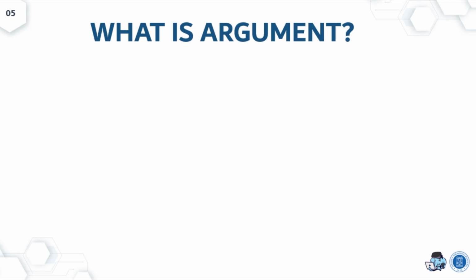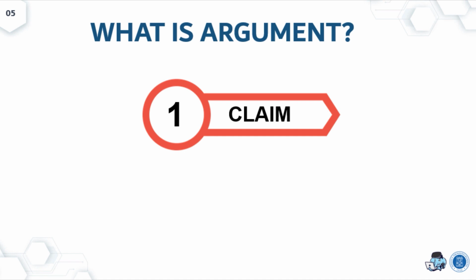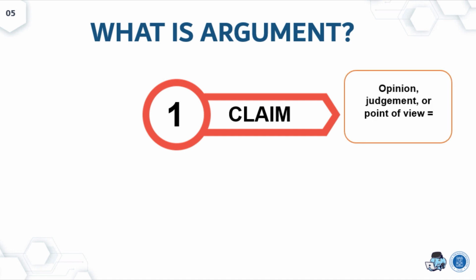So, what is argument? Argument has two main parts. First, the claim. Claim is basically an opinion, judgment, or point of view that the writer wants the reader to accept as true or at least as reasonable. If you read, you may find the claim in the form of essay thesis.